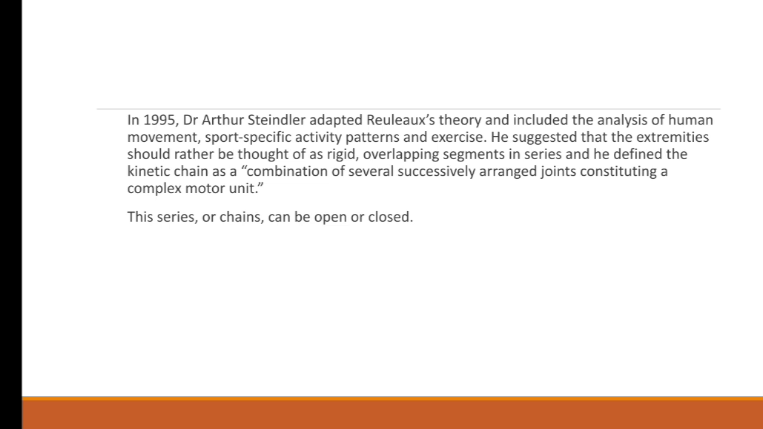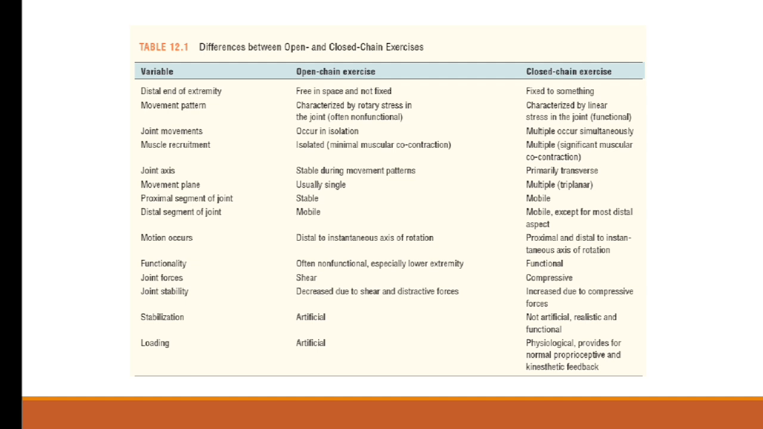In 1995, Arthur Steindler adapted the relax theory and included the analysis of human movements, both specific activity patterns and exercise. He suggested that extremities should rather be thought of as rigid overlapping segments in series and defined the kinetic chain as a combination of several successively arranged joints constituting a complex motor unit. So this series or chain can be open or closed. What is the difference between open and closed chain exercises?